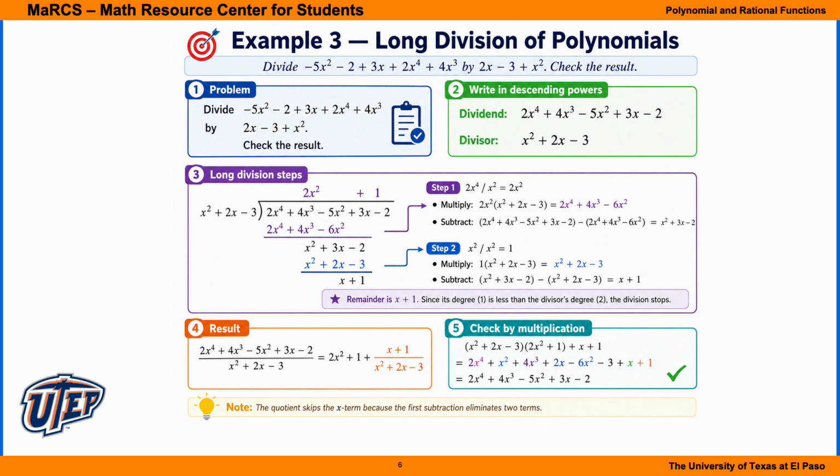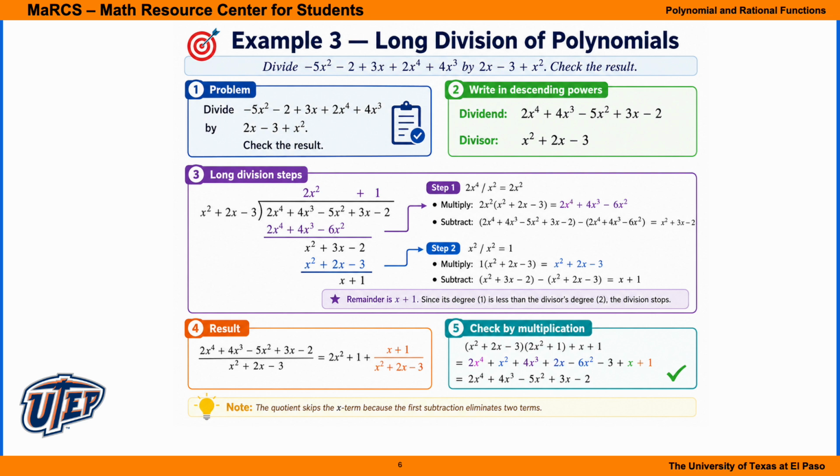So now we can subtract those terms, so the x squared terms cancel out, and we're left with x plus 1. So now we have a remainder of x plus 1, and since the degree of that remainder is 1, and it is less than the divisor's degree, 2, the division stops. So our final answer will be 2x squared plus 1 plus x plus 1 divided by x squared plus 2x minus 3.